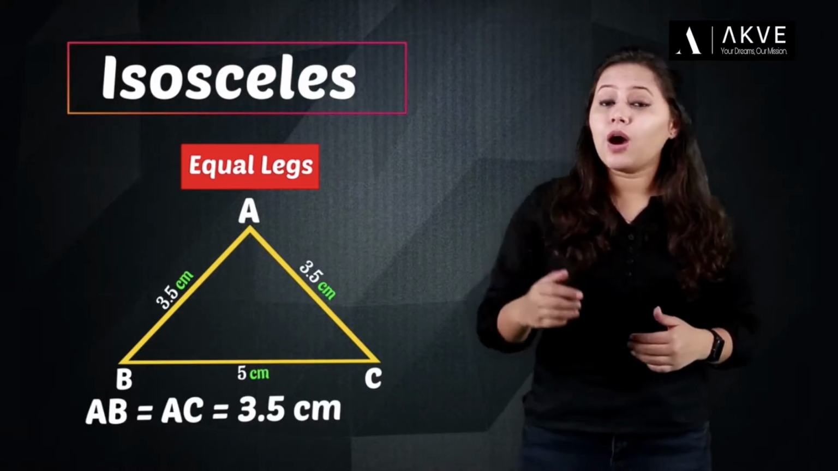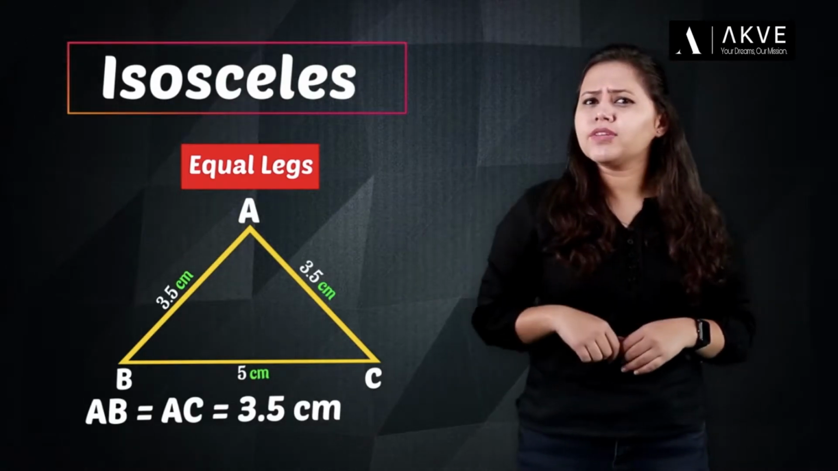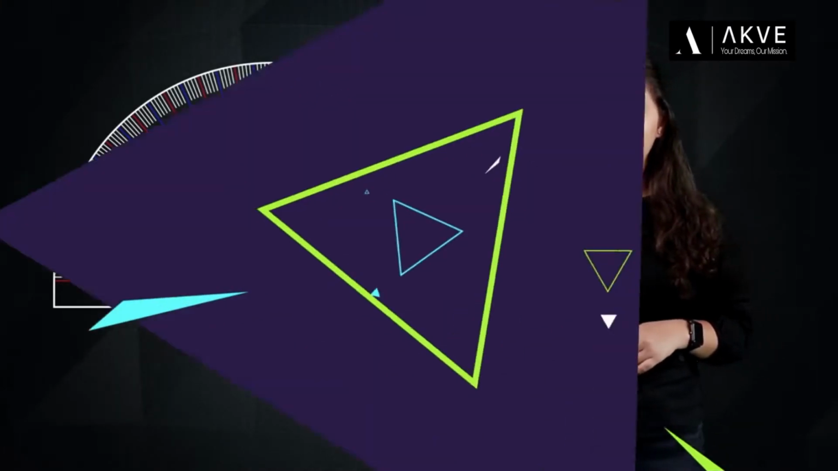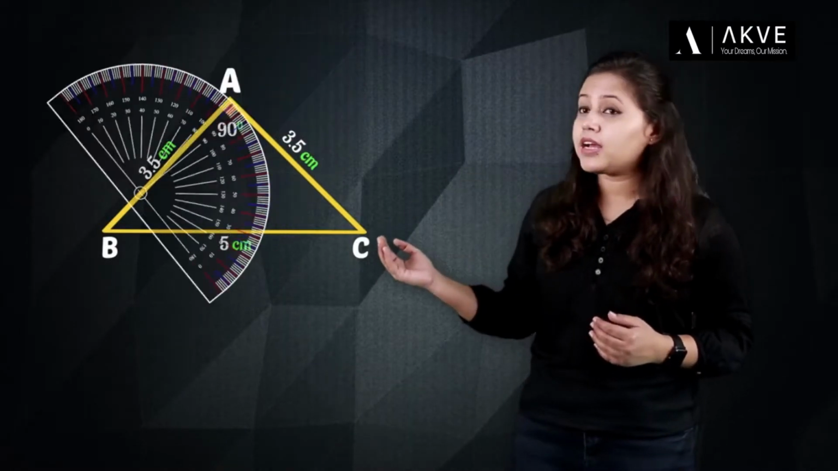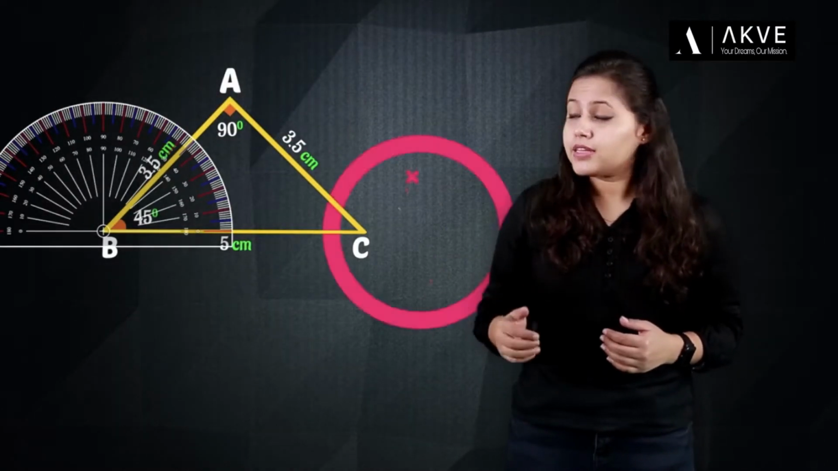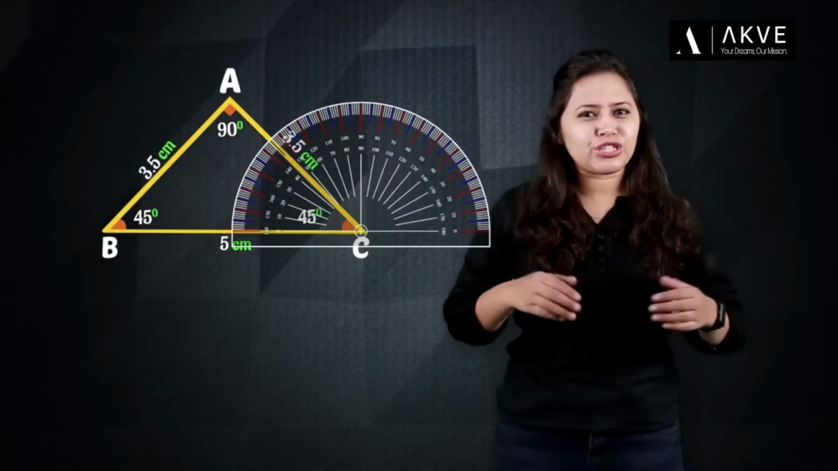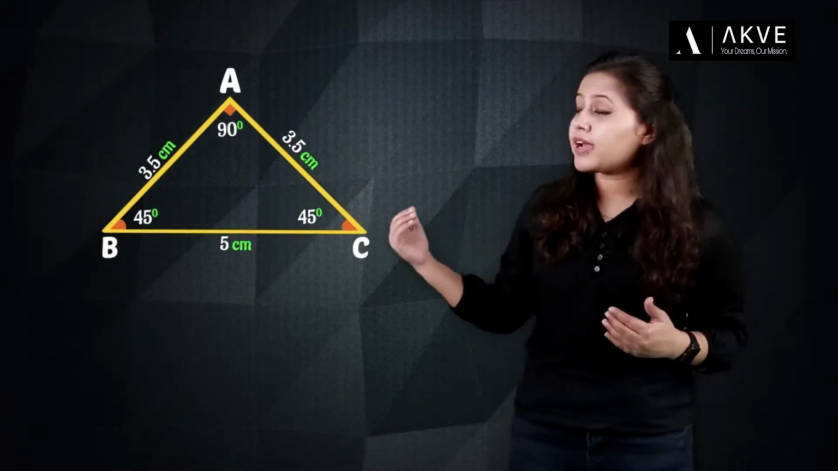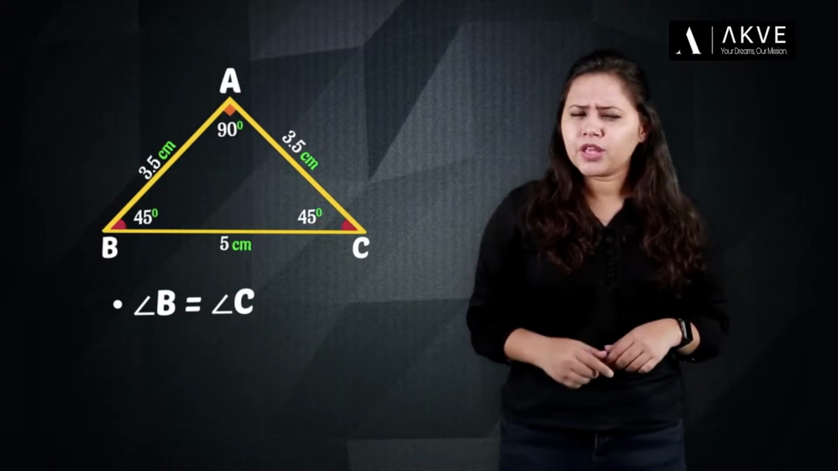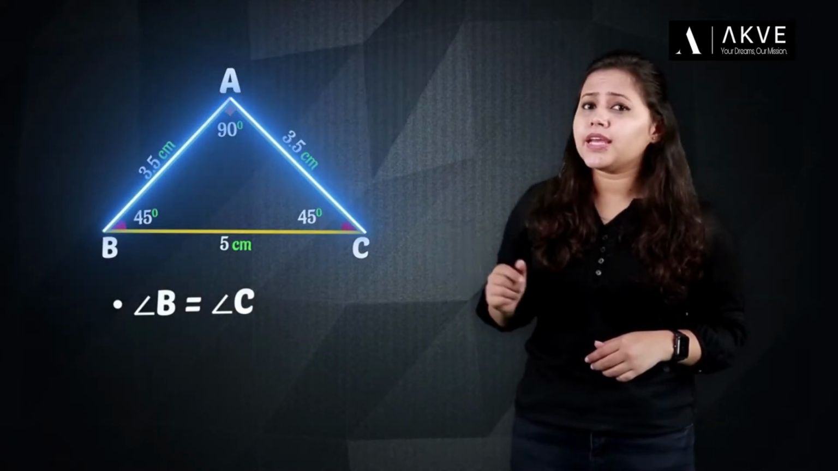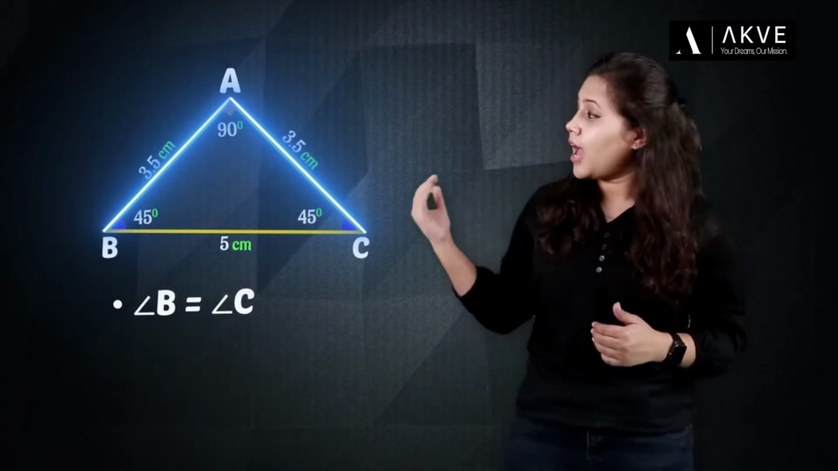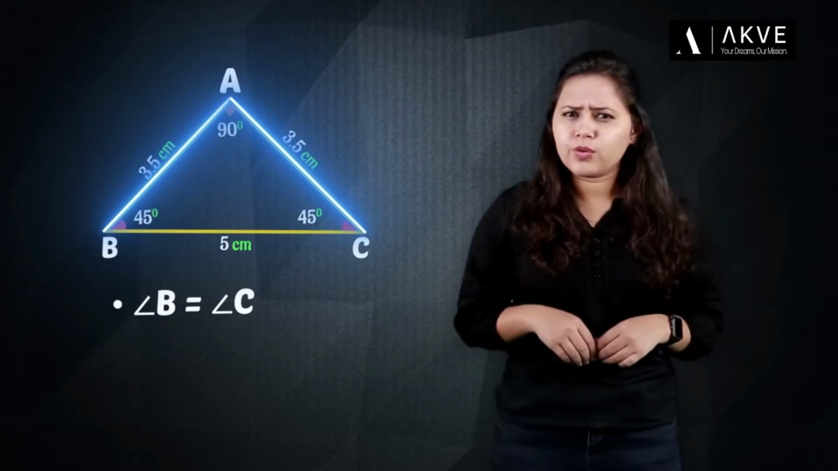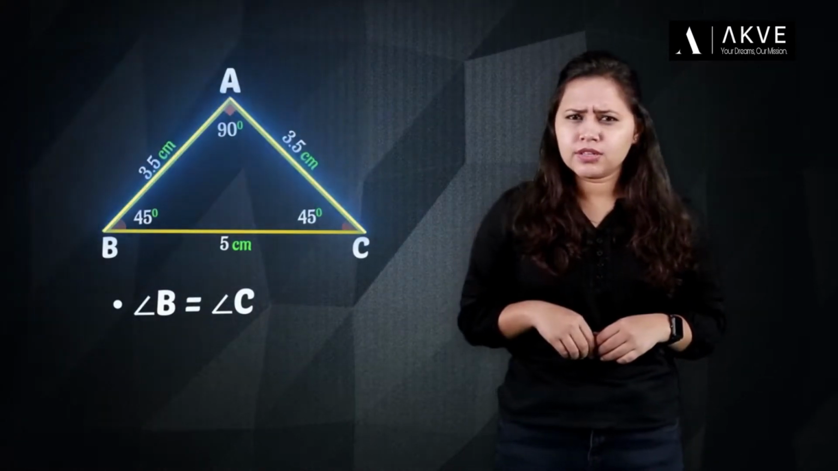Just kidding. So now, coming back to this figure, what can we say about its angles? Let's take a protractor and measure. We see that angle A is 90 degrees, angle B is 45 degrees and angle C is also 45 degrees. Here, angle B is equal to angle C. Do you notice that AB and AC are equal sides and angle opposite to these sides, that is, angle B and angle C are also equal? Could this be a coincidence?